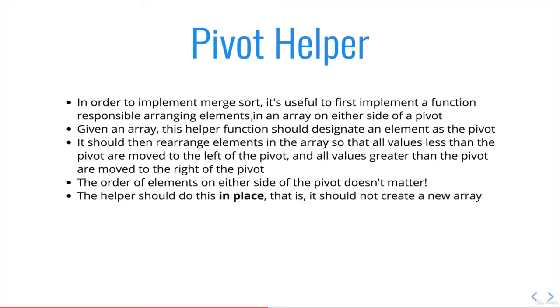So the other really important thing is that this helper should do it in place. So it should not make a new array. And it should return the index of the pivot. So it returns the index. It does everything in place, so don't make a new array to do it.